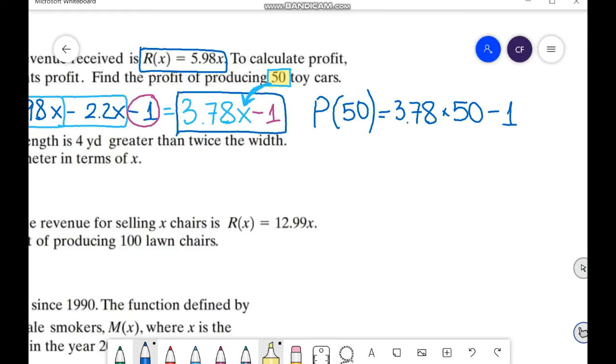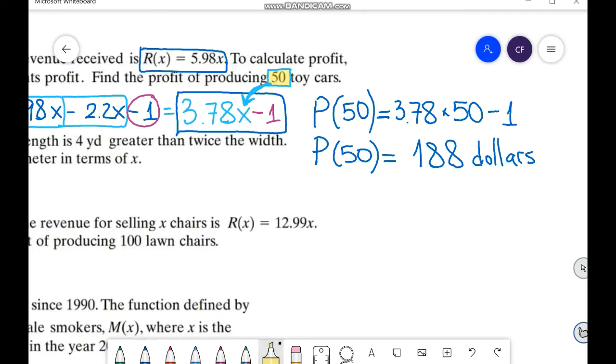See? After you do the math, get your calculator and find out the result. Then you're going to find that this is $188. And you just need to type the numbers on Forms, okay, on Teams.